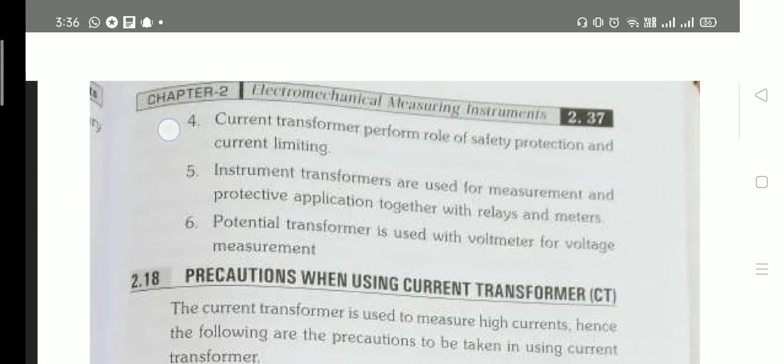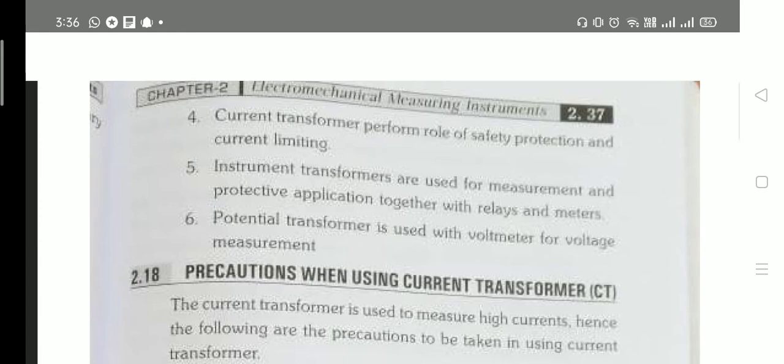Instrument transformers are used in measurement and protective applications. Protective applications together with relays, meters, energy meters, all those things. We can use these instrument transformers for protection purposes: relays, circuit breakers, meters.